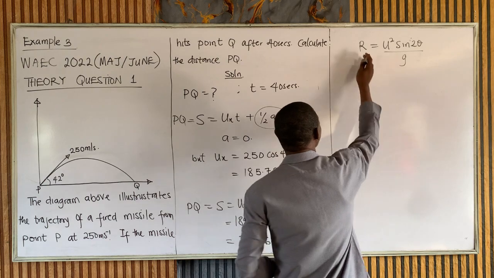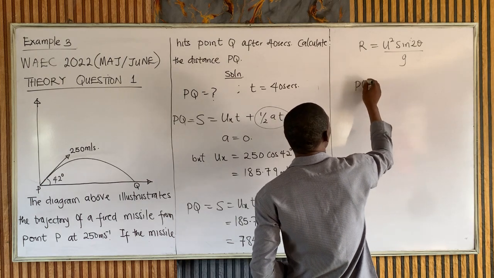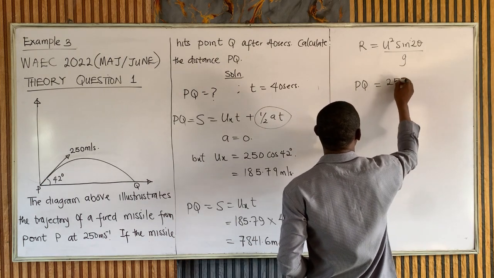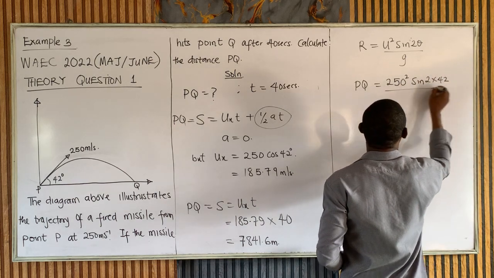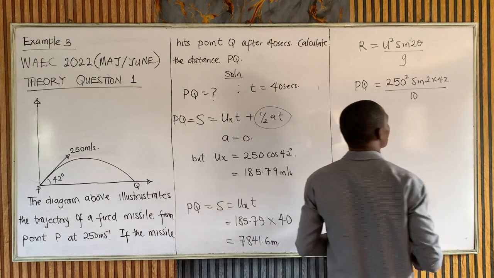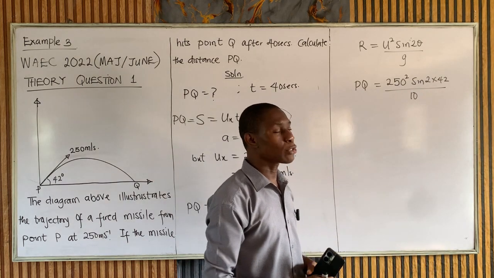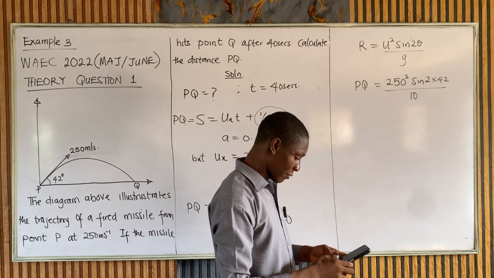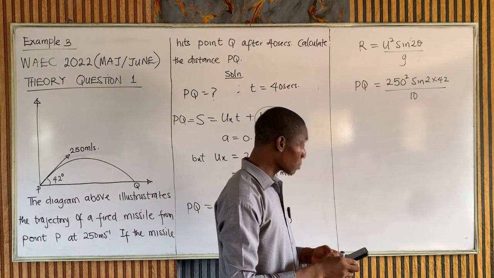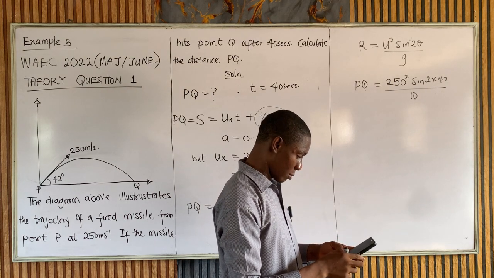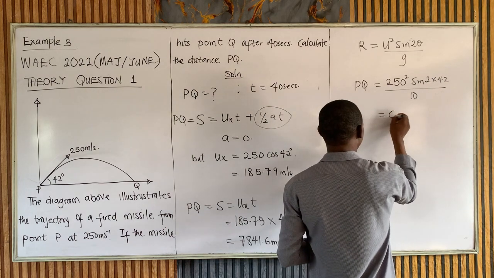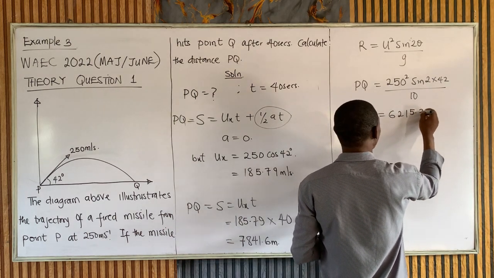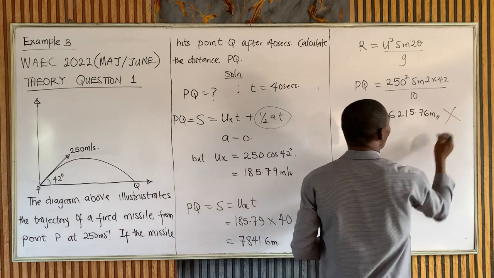And they quickly did. The range is the PQ. And they said u is 250 squared sine 2 times 42 over 10. If you do this, you would actually be wrong. And let me tell you what you would have. We have 6215.76 meters, and that is actually wrong.